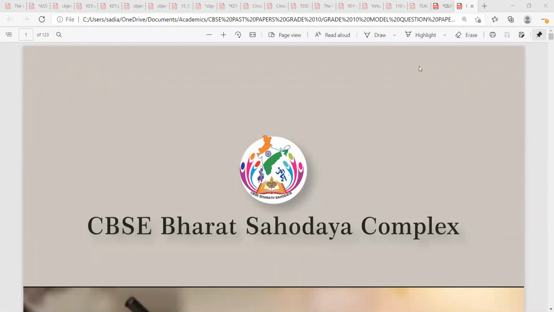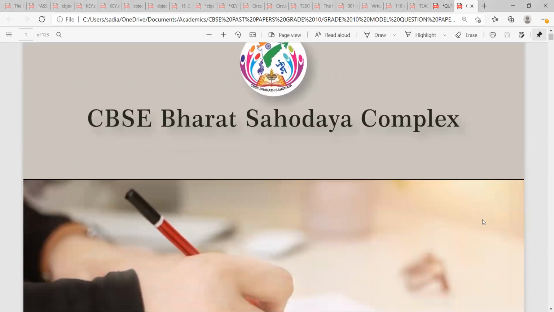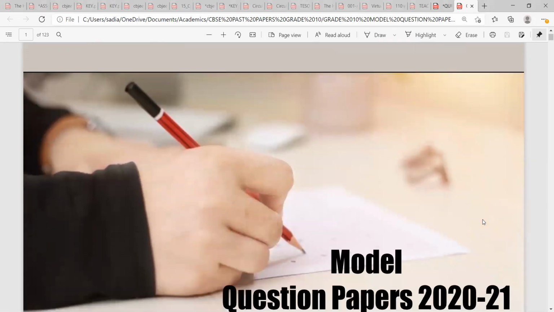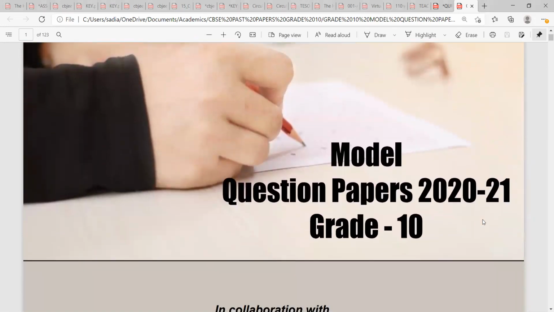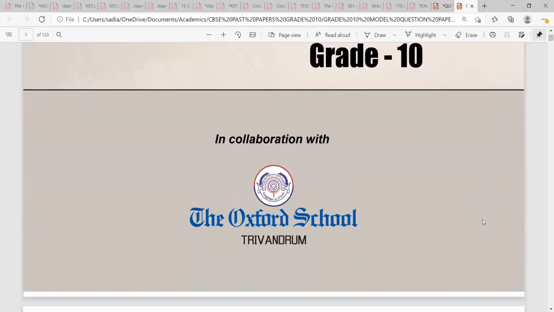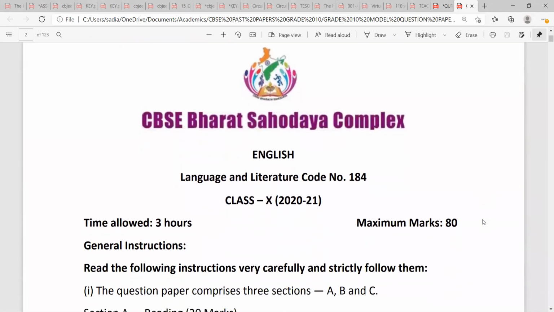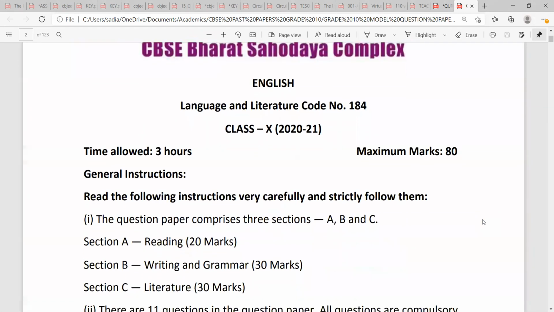Hello students, let us look at a sample paper of CBSE English Language and Literature, subject code 184. This is prepared by CBSE Sahodaya and it's a model question paper for the academic year 2020-21 for grade 10. Now let us have a look at the sample question paper. It is prepared as per the latest format.